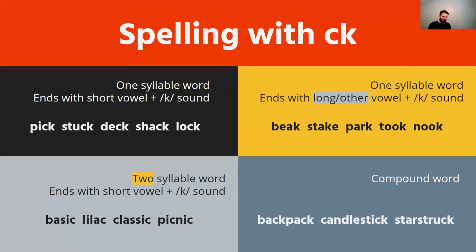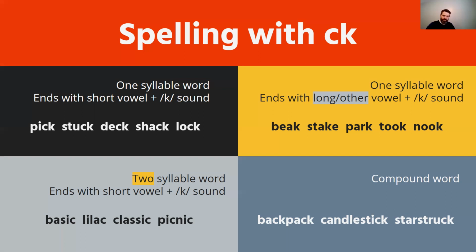Now, in our light gray box, you'll notice that when we have a two-syllable word that ends with a short vowel sound and a K sound, then we only use the C spelling. We drop the K. So here's some example words: basic, lilac, classic, picnic. Even though these have a short vowel, we're using just the letter C because they are two-syllable words.